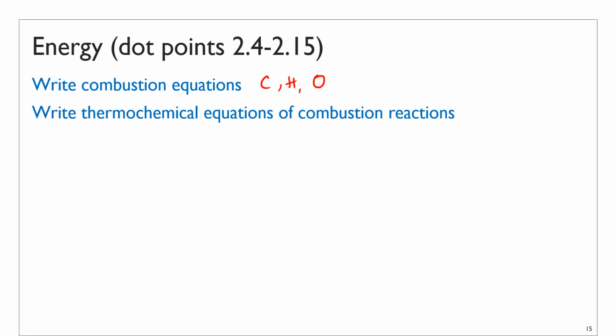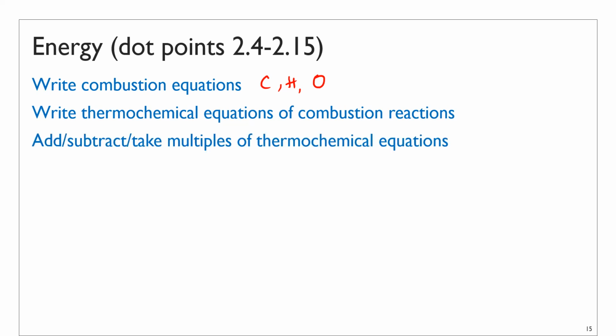Second type of question is to write thermochemical equations of combustion reactions. So you need the delta H, which needs to be negative if it's combustion. A common mistake that generally only happens at the end of the year is people forget to write the delta H because they forget what a thermochemical equation is by that point.